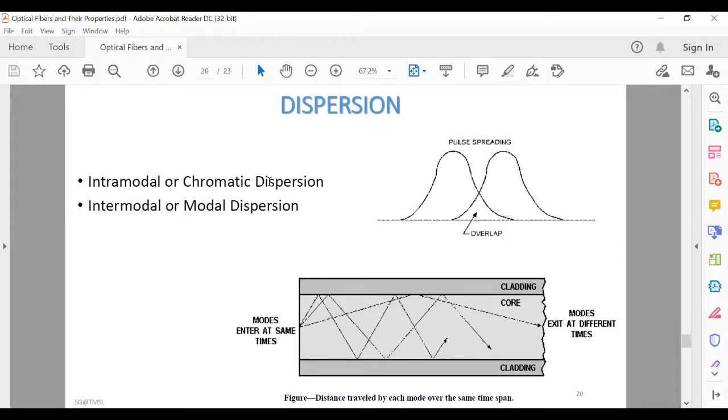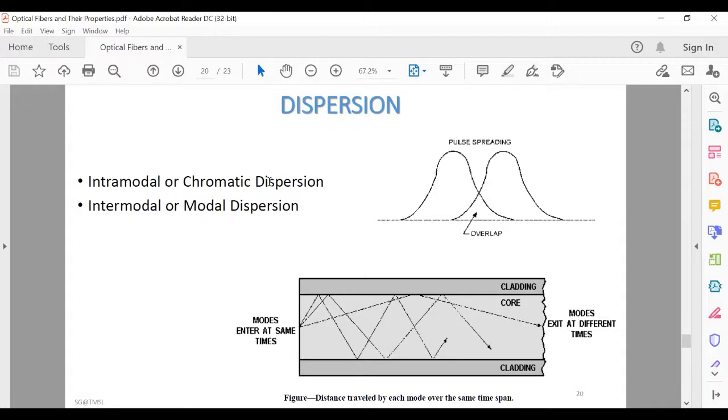So material dispersion is a function of the source spectral width, and that source spectral width specifies the range of wavelengths that can propagate in the fiber. This material dispersion will be less in the case of longer wavelengths.